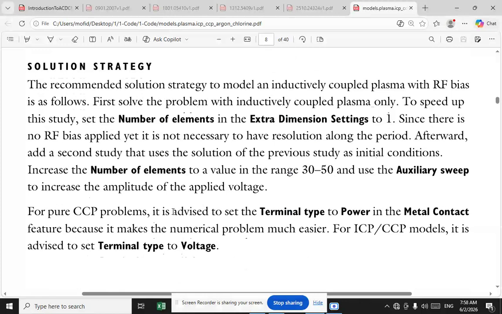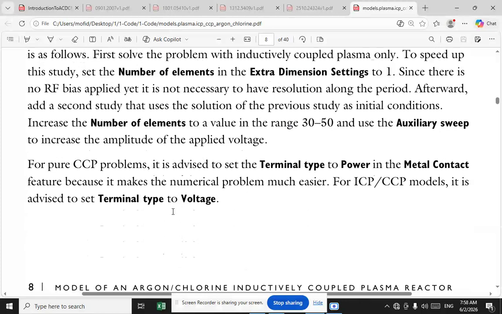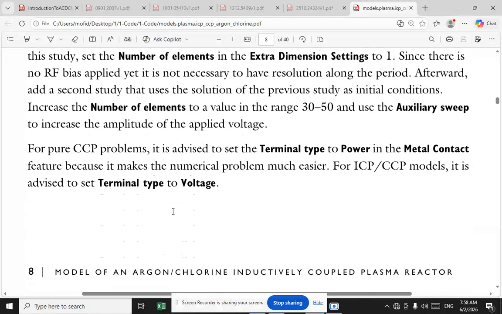Afterward, add a second study that uses the solution of the previous study as initial conditions. Increase the number of elements to a value in the range 30 to 50 and use the auxiliary sweep to increase the amplitude of the applied voltage.